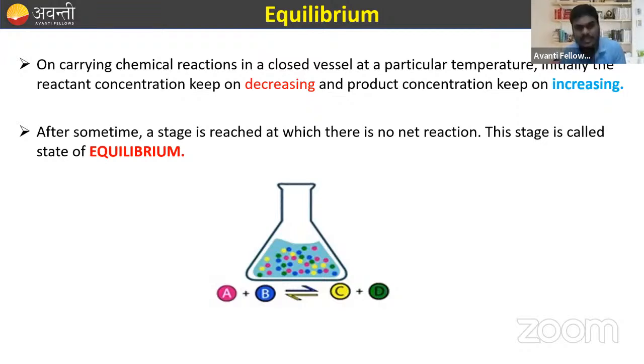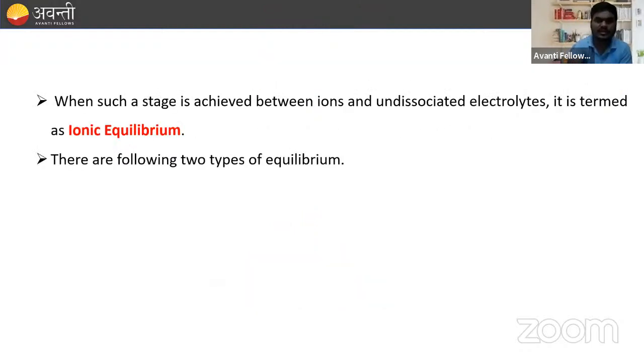As we can see on the screen, A plus B, the reactants, react together to give C plus D. So A plus B and C plus D are in equilibrium with each other, because at equilibrium the concentrations of the reactants and products remain constant. Now, when such a stage is achieved between the ions and undissociated electrolytes, it is termed ionic equilibrium. In this chapter we are going to study two types of equilibrium: one is chemical equilibrium, and another is ionic equilibrium. In ionic equilibrium, we study the ions and undissociated electrolytes.